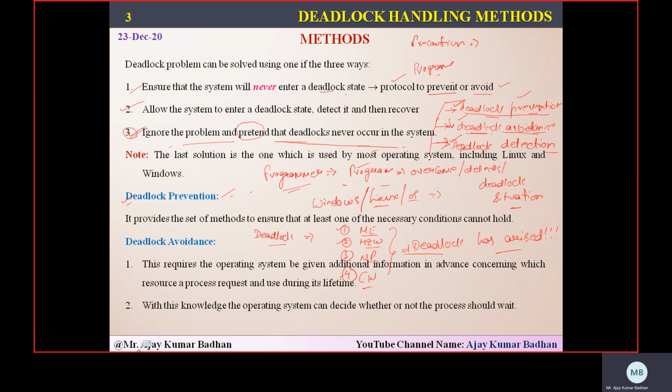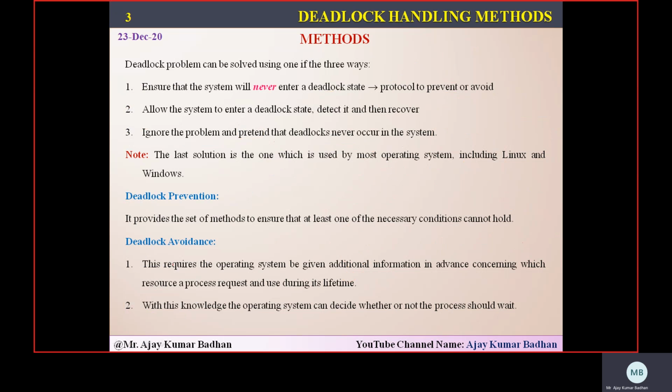What about deadlock avoidance? What does he mean to say here? In this particular deadlock avoidance, there are some conditions: the operating system should be given prior information related to the resources that a particular process is going to use. What kind of resources will it use throughout its lifetime? Whenever this process is created and when it is going to finish, in between, whatever resources this particular process is going to use, all that information should be given in advance to the operating system.